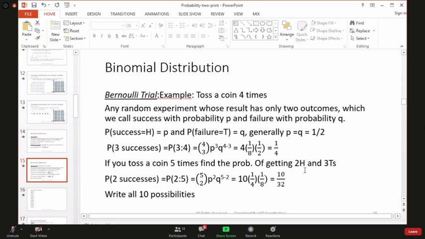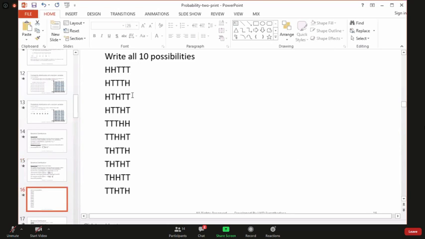Previously also I explained the same example. What are the possibilities? With 2H and 3 Ts, I just ask you to write the 10 possibilities, which will be displayed in the next slide. See all 10 possibilities. If you observe, each has only 2H and 3 Ts, but it can happen in different ways. That is what is being specified in different ways.